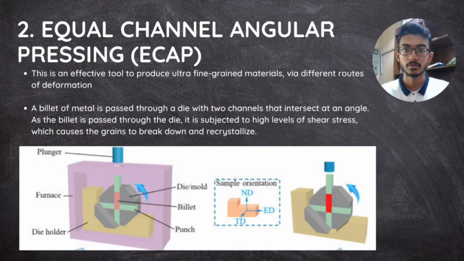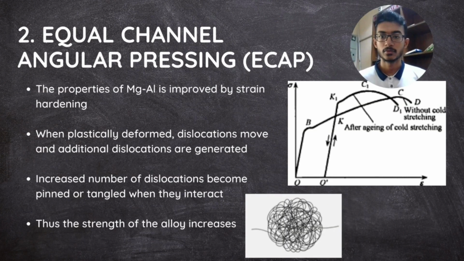Okay, the second method is known as equal channel angular pressing or ECAP. So this method is usually used to produce ultra fine grained materials through severe plastic deformation. So as we can see in the diagram below, in the process a billet of metal is passed through a die with two channels that intersect at an angle. So the metal will be subjected to high levels of shear stress, which causes the grains of the metal to break down and recrystallize.